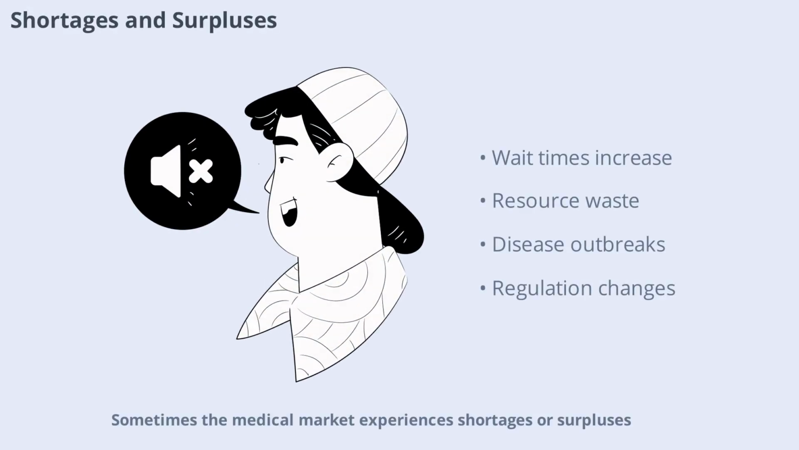Sometimes, the medical market experiences shortages or surpluses. A shortage happens when demand exceeds supply, leading to long wait times or unavailable treatments. Surpluses occur when there are more services or products than needed, which can waste resources. These imbalances can be caused by sudden disease outbreaks, changes in regulations, or shifts in population health. Let's look at some real-world examples of shortages and surpluses in healthcare.